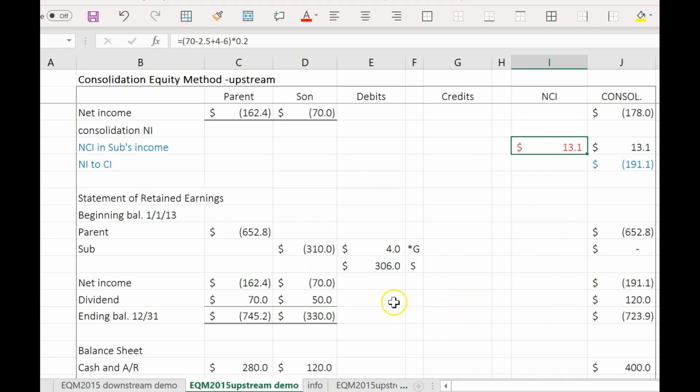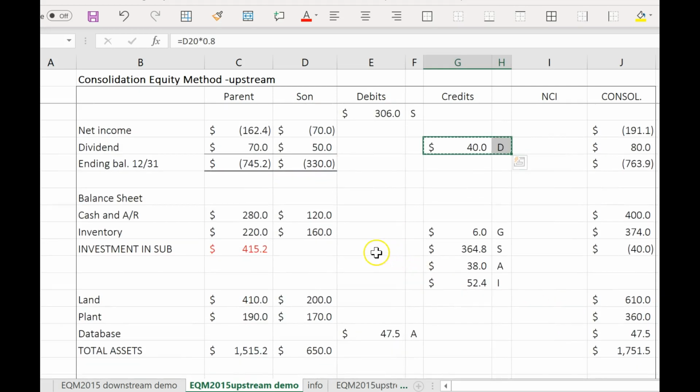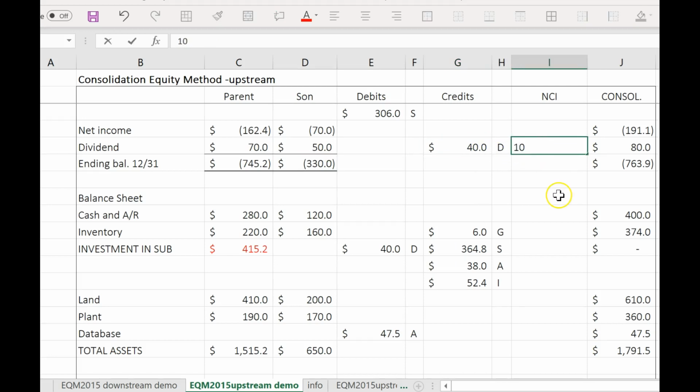D entry, dividend. My D entry would only be having 80% of the dividend for the CI. That's my D entry. I'm going to copy and paste this to my investment account. So I'm debiting investment, crediting dividend. Now notice that the subsidiary's dividend is 50K. You are only eliminating 40K using the D entry, and another 10,000 we are eliminating using the NCI column. That's the 20% of the 50,000 that belongs to NCI.